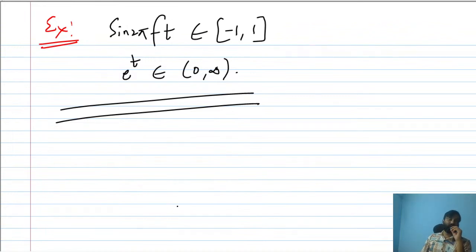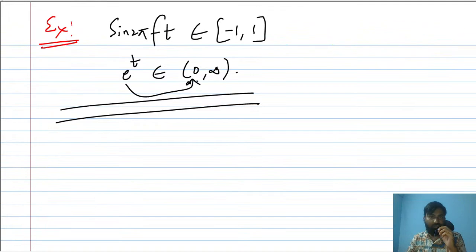Sine 2 pi ft is a continuous time signal which can take any value between minus 1 and 1. e^t can take any value in the interval 0 to infinity. I hope this makes sense. In the exam, if they mention that sine 2 pi ft belongs to minus 1 and 1, you have to understand this is an analog signal.